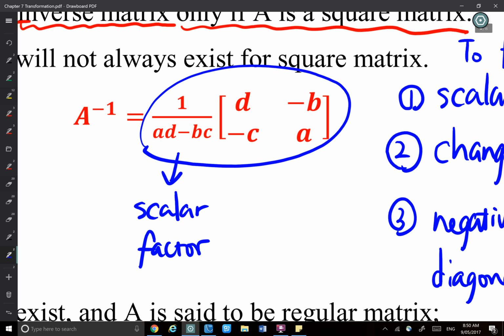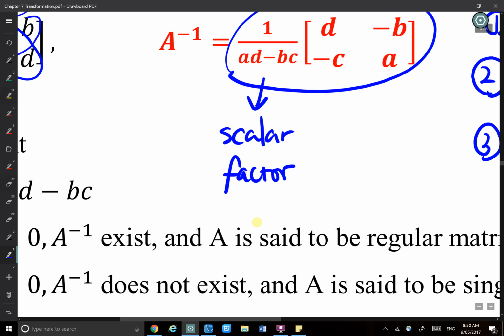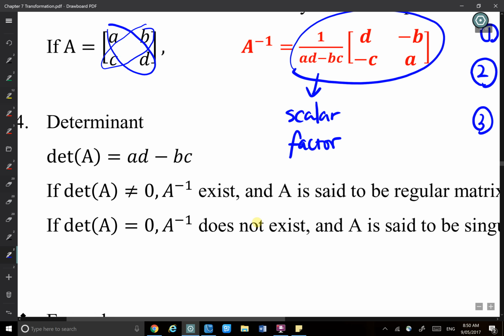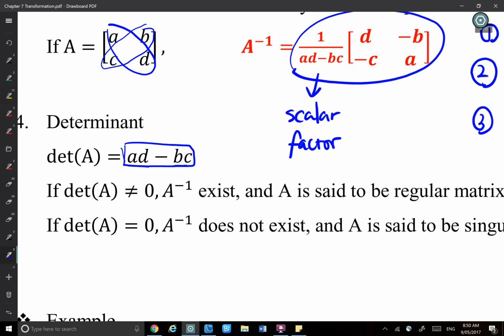Yes, if the determinant is 0, or let's say if the denominator AD minus BC is 0. I can always swap the main diagonal and negative the other diagonal. But the only problem that may occur is the determinant, the denominator at the bottom. If you have a 0 denominator, you won't have the inverse matrix. So determinant is AD minus BC. That's why it's called determinant. It determines whether you will have an inverse or not.